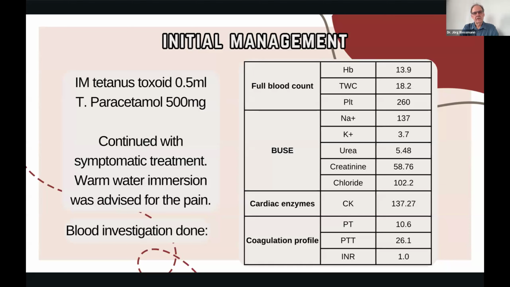Yeah. And so at this point, yes, warm water immersion, I think it's recommended. I personally don't have experience with stonefish envenoming, but I remember that warm water immersion, or rather hot water immersion, is recommended to reduce the pain. But I think the drugs are equally important.